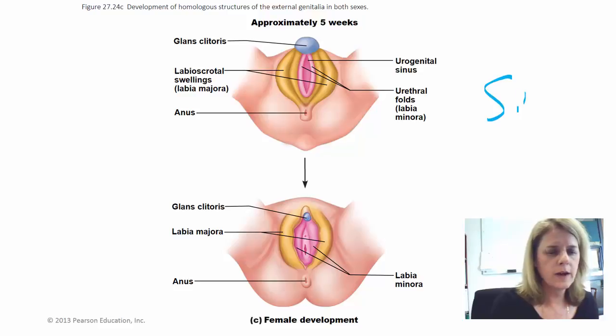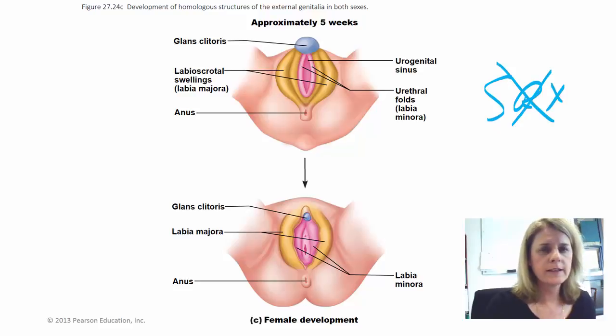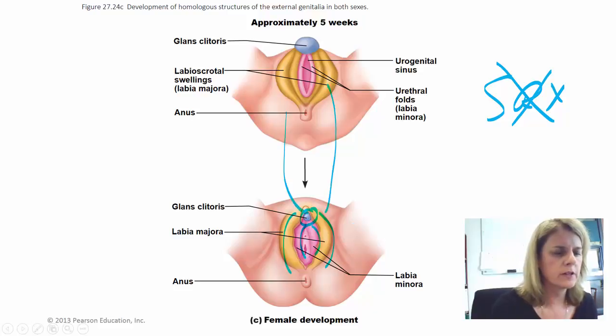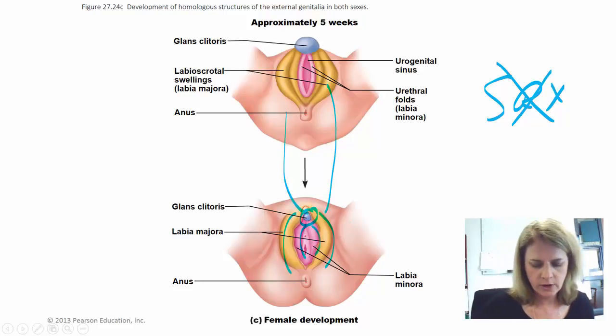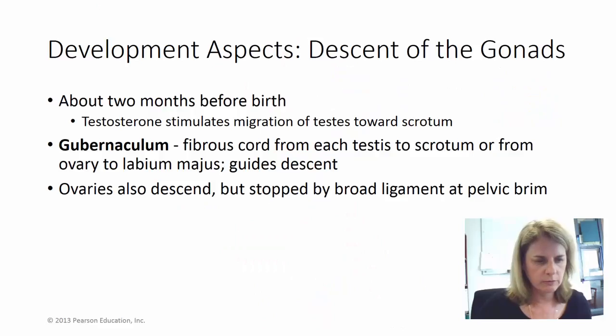With no SRY gene, that same indifferent tissue will then form the clitoris, the labia majora, and the labia minora. Okay, so you can just follow the colors down. The SRY gene and testosterone will cause that indifferent fetal tissue to become male.